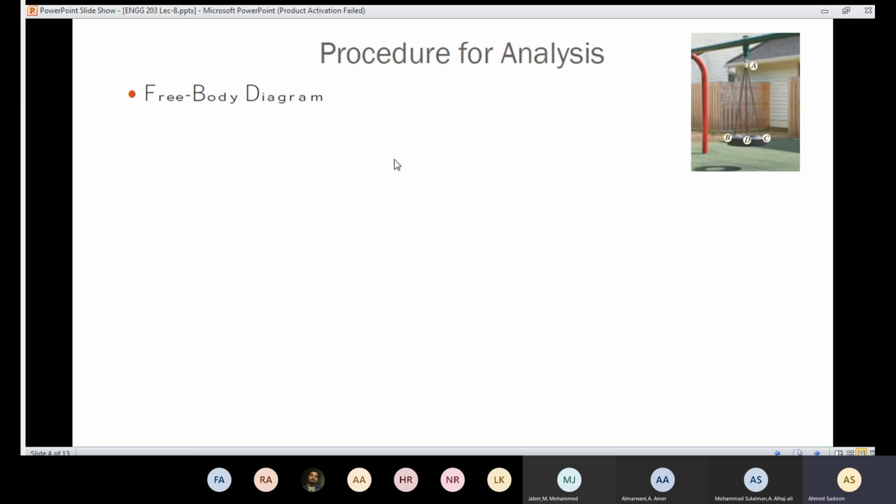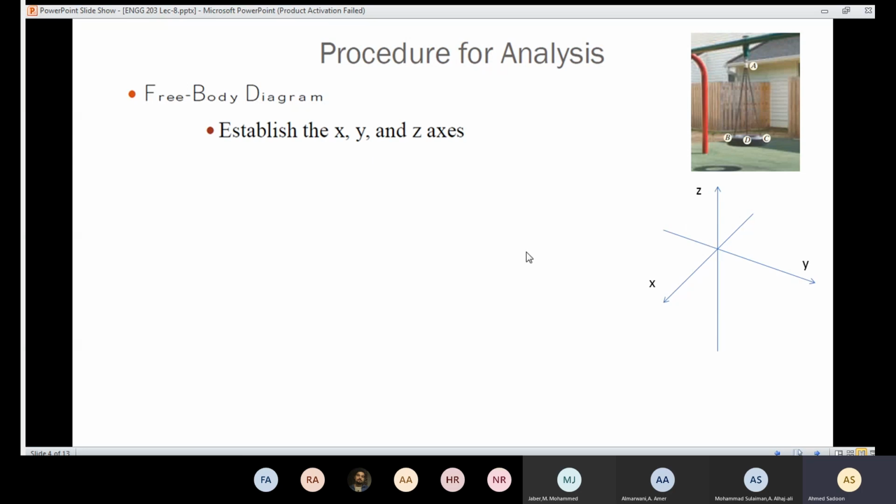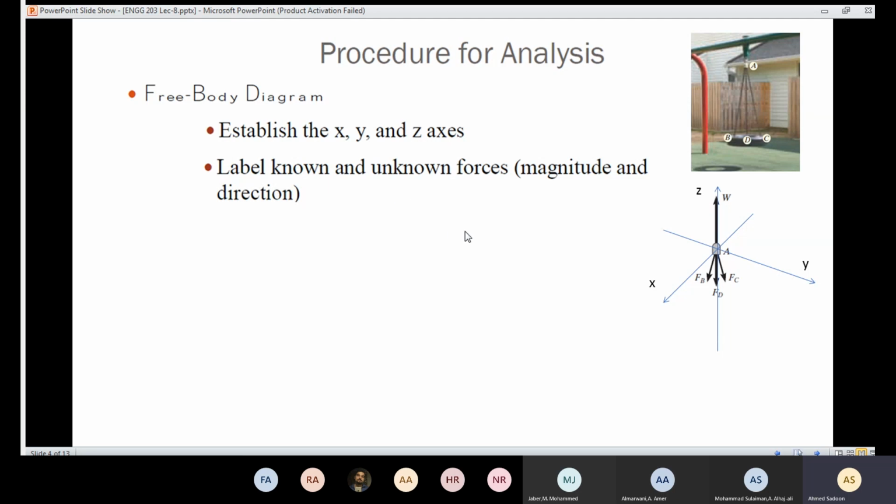In order to do that, we know that the first thing that needs to be done is to draw the x, y, z axis. So first I need to establish the x, y, z axis. This is the first step regarding the free body diagram. Then I'm going to label known and unknown forces, including the magnitude and the direction, like here. And if I don't have the direction of the unknown forces, I'm going to assume the direction. So if you don't know the value of the unknown, you need to assume the direction.